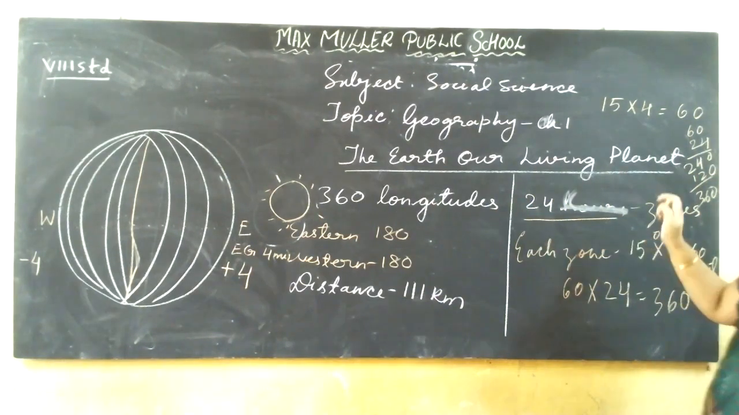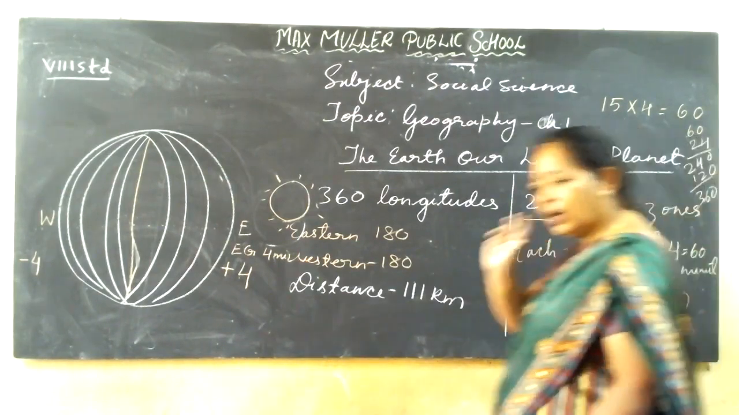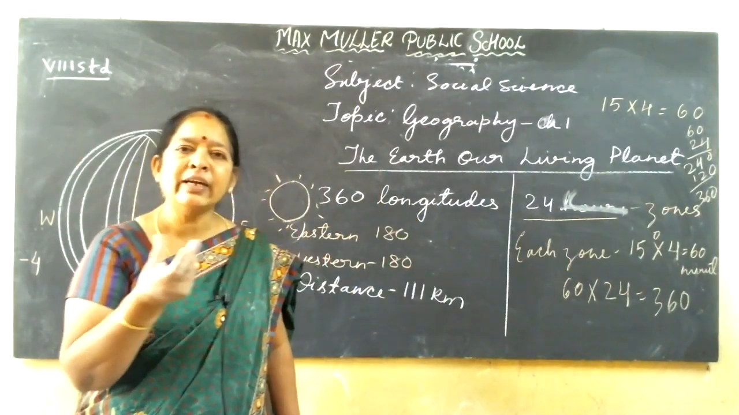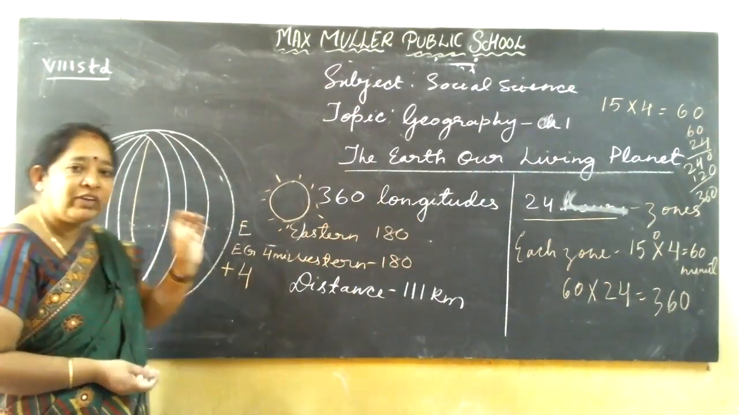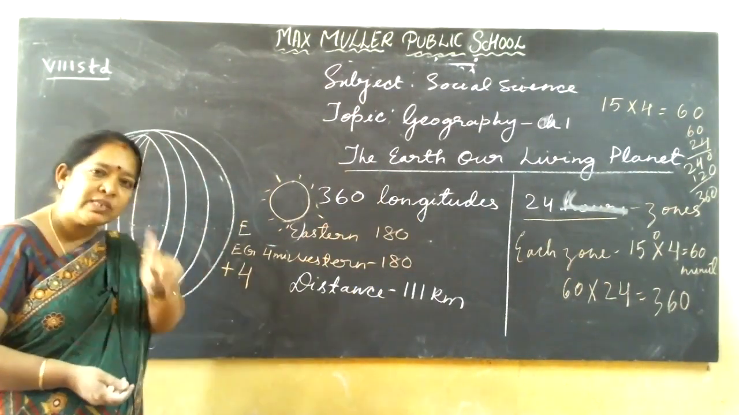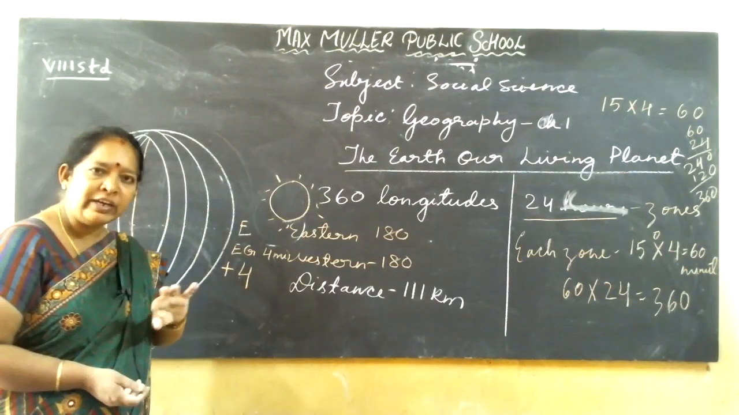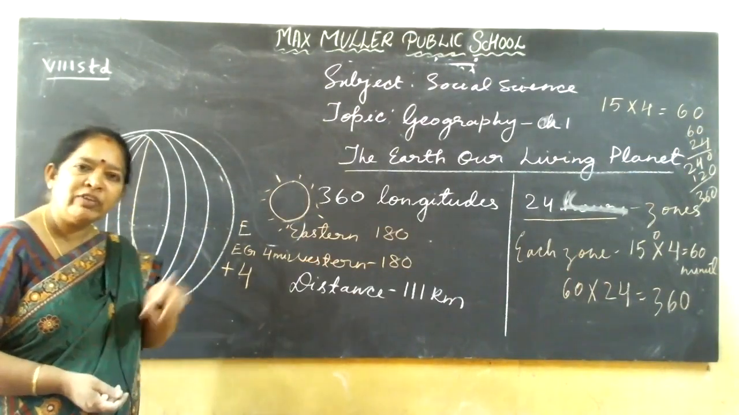24 zones are there, no? From one zone to the other, there is a 1 hour difference, 1 hour. So 1 hour into 24, it is 360 longitudes. That is, for the whole earth to take one rotation, it takes 24 hours. So here, 15 longitudes are considered as one zone, and to come from this zone to this one, it is 15 degrees, and each longitude will have 4 minutes. So 4 into 15 is 60 minutes.